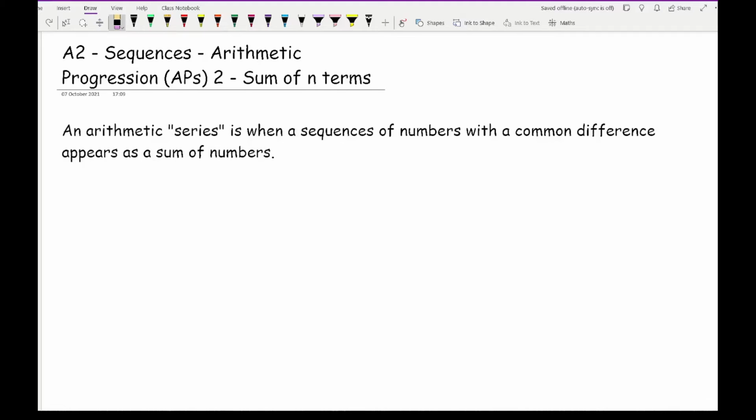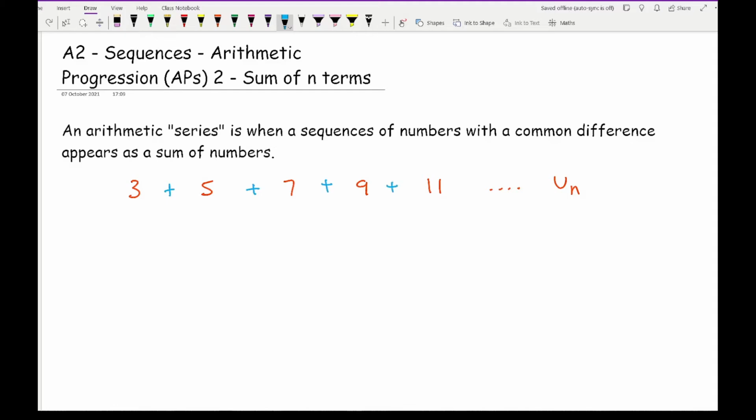So if we took an arithmetic sequence, so let's go for 3, 5, 7, 9, 11, and obviously that would then continue to our nth value. Then if this represents a sequence, then to represent a series, all I need to do is stick a plus sign in between each of those.